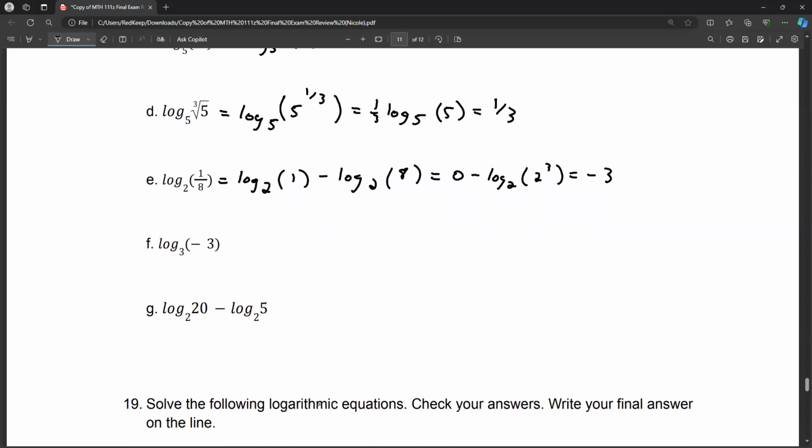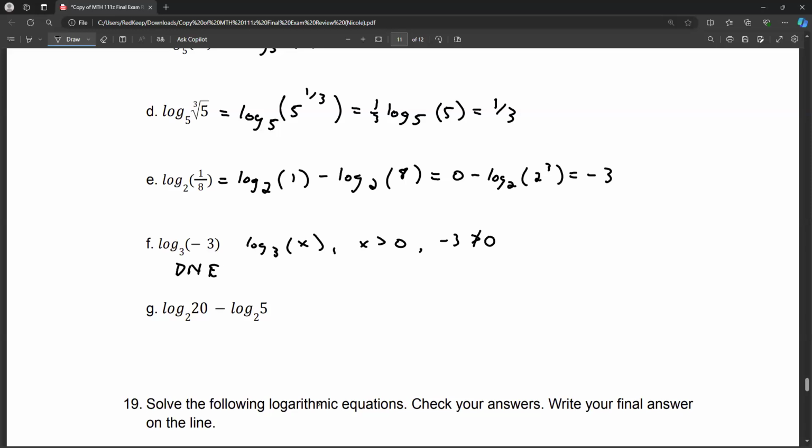Okay, so for F, remember we were talking about the fact that the argument, so if I just had the function log base 3 of x, I would tell you that x has to be greater than 0. And so we see, well, -3 is certainly not greater than 0. So therefore, this one does not exist. I'll just write DNE for does not exist.